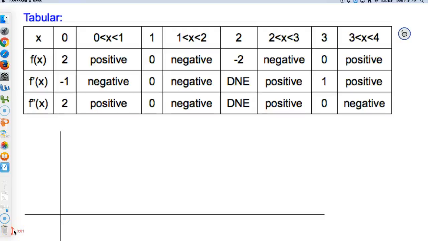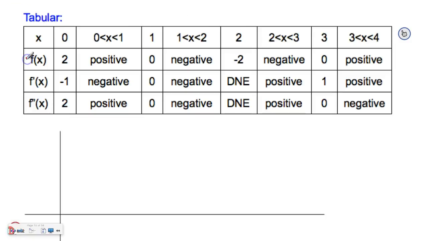This is on page 15 in your notes, and it's kind of a tabular representation of our function, its first derivatives and its second derivatives, and we're going to use that information to do a rough sketch of the graph. There's a similar one in your homework packet, so you might want to write on this one that this is similar.